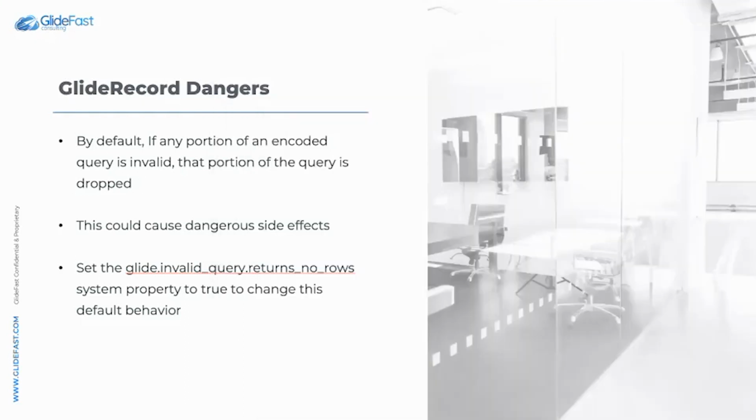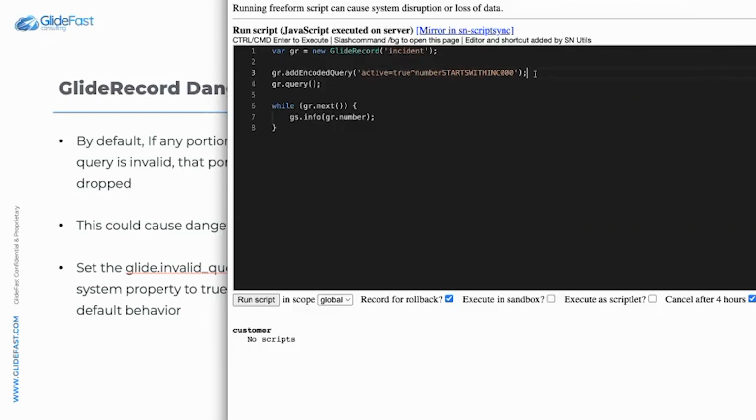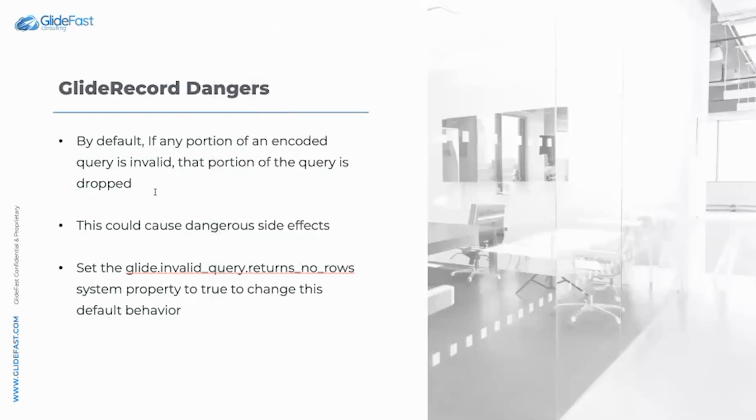So I bring it up because if at any point in this encoded query you put something that's invalid, rather than it failing, it's actually going to apply the part of the query that is valid. If you're doing like a mass deletion or something like that, you may delete a bunch of records you didn't want to delete. So this one can be very, very dangerous.